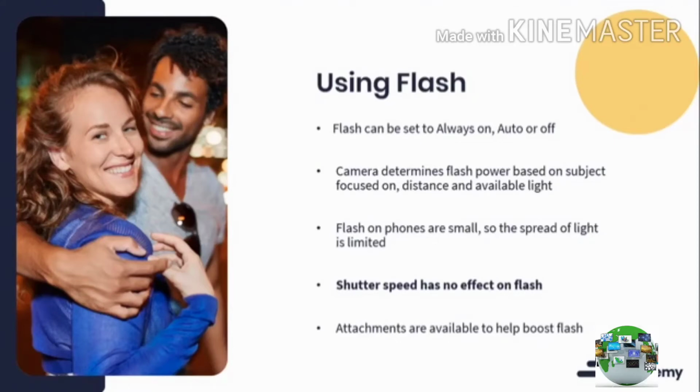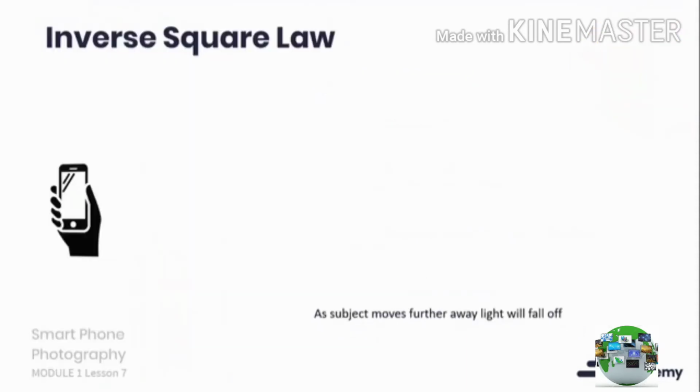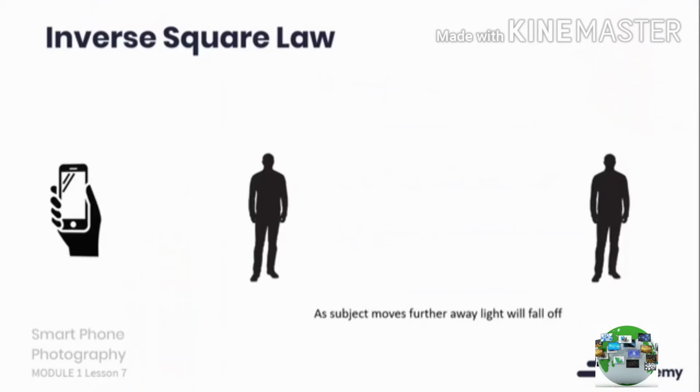So with flash, the further the subject is away from the flash, the light source, the less light that's going to fall on them. This is known as the inverse square law, so I won't go into too much detail about this, but to simplify it, the subject who is closer to the camera is going to have more light on them than the subject who is further away. So the light is going to fall off quite dramatically as the subject moves further away.